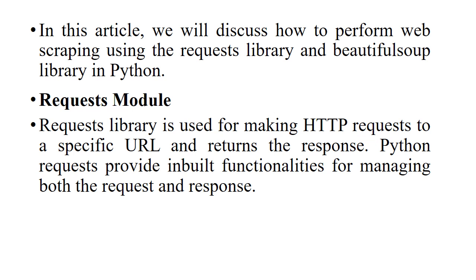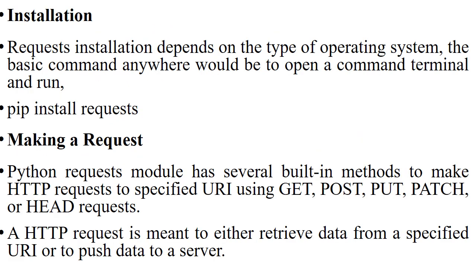The requests library makes the HTTP request and returns the response. There are two libraries in Python for web scraping: the requests library and the Beautiful Soup library. Pip installation is normally required to install them. So pip install requests installs the requests library. Similarly, pip install beautifulsoup4 installs the Beautiful Soup library. An HTTP request pushes data to the server and retrieves data from the specified URL.